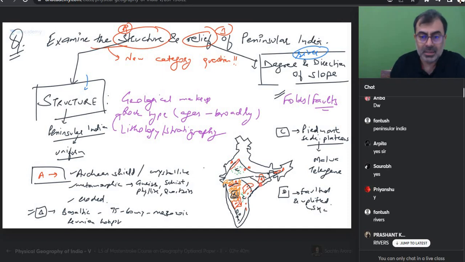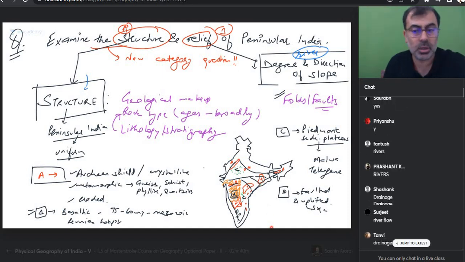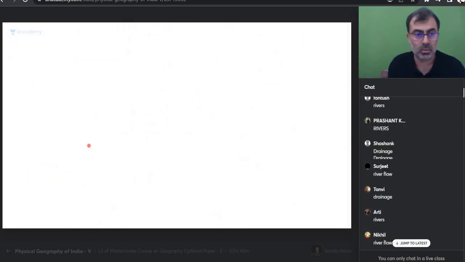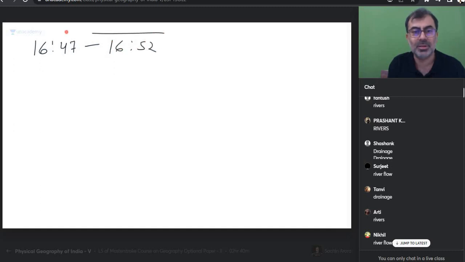ब्रेक के बाद. Some people are tired, अबे यार ब्रेक नहीं दे रहा, आज खून पिएगा पूरा. So the vampire mode should end now. The teacher is no longer the vampire who's killing you. 16:47 मान ले, 5 मिनट का ब्रेक ले ले. 16:52. Let's have a break.